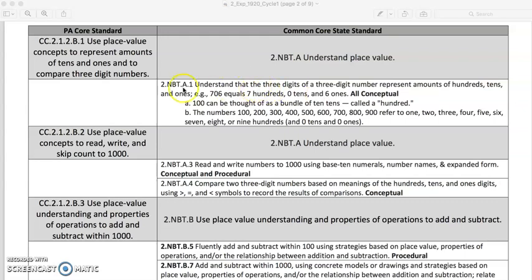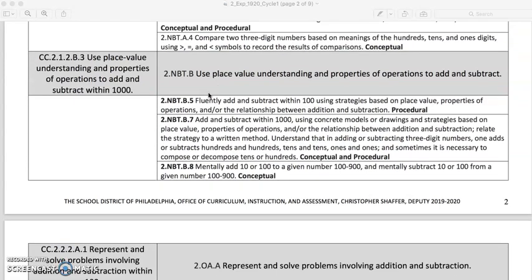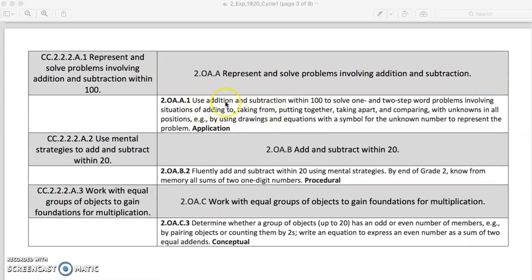So if I'm teaching 2.NBT.A.1 or its accompanying PA Core standard up here, CC.2.1.2.B.1, I realize that's conceptual. I want my questions to focus on ideas and understandings, not on memorization and drill and skill. That said, when I come down here, if I'm doing 2.NBT.B.5, that is procedural. That is more about fluency and memorization. Or down here, if I'm doing 2.OA.A.1, it's about word problems.